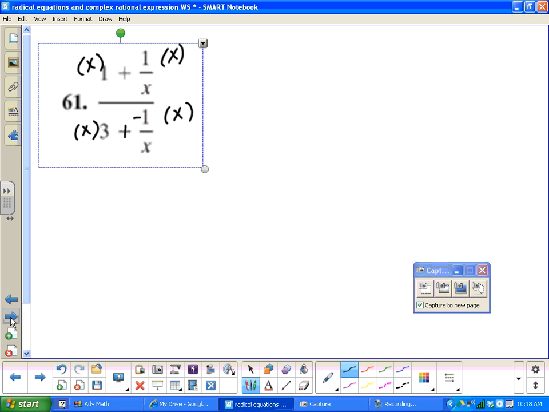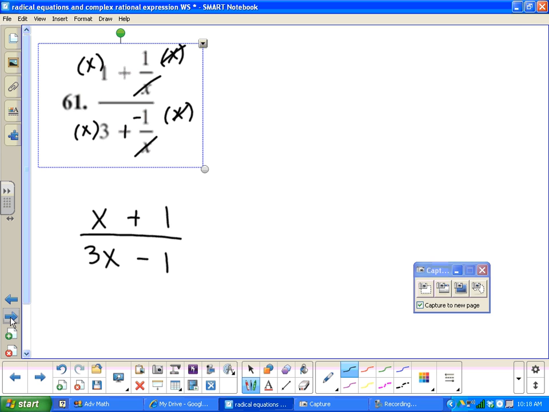I've got to multiply every term by x. Now let's start up at the top. x times 1 would give me x, and now these x's are going to cancel. x times 3 would be 3x, and those will cancel. So I'll just be left with 3x minus 1.